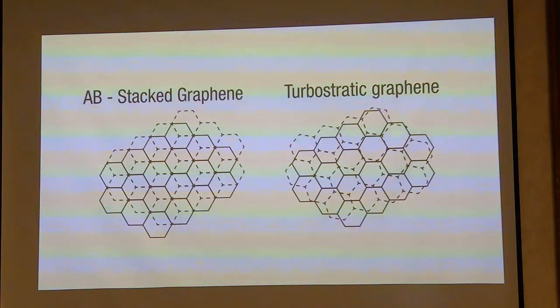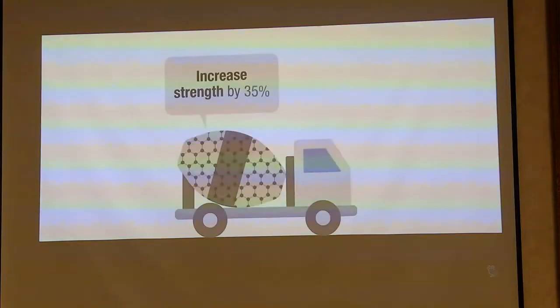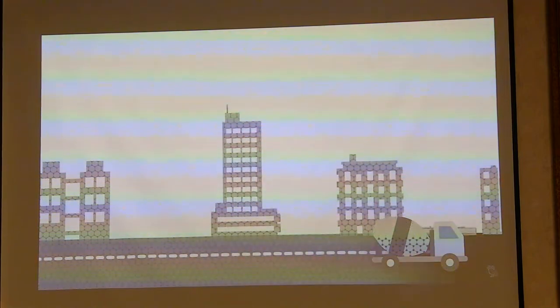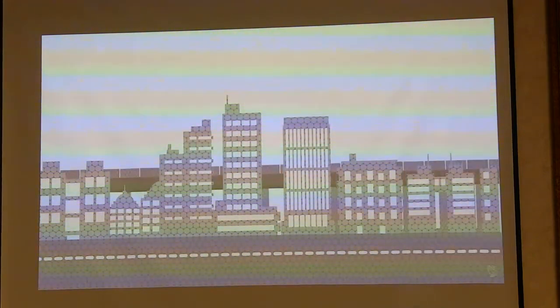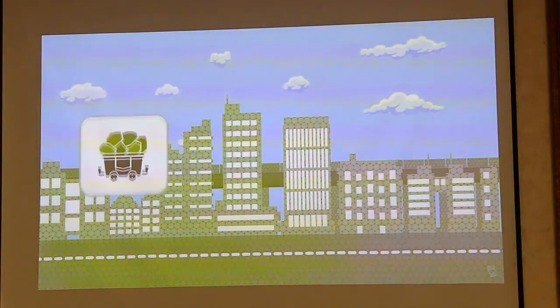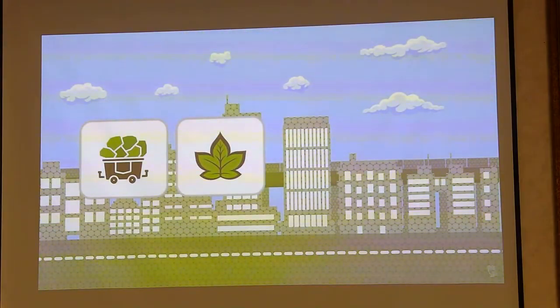For example, by adding less than 0.02% of turbostratic graphene to concrete, it increases the concrete strength by 35%. This means we could use much less concrete to achieve the same structural integrity. Not only can turbostratic graphene strengthen structural materials, it can also have a huge environmental impact. It provides a new use for coal without the need to burn it. It leverages materials that would otherwise end up in landfills.